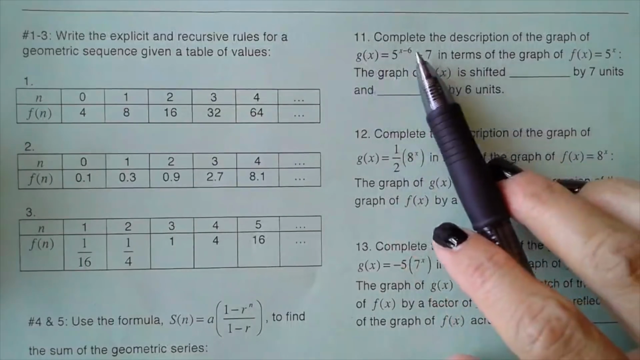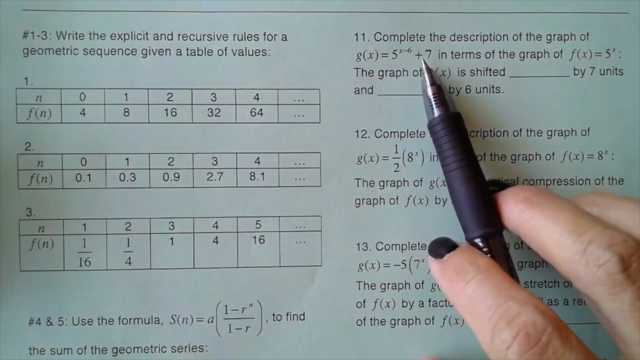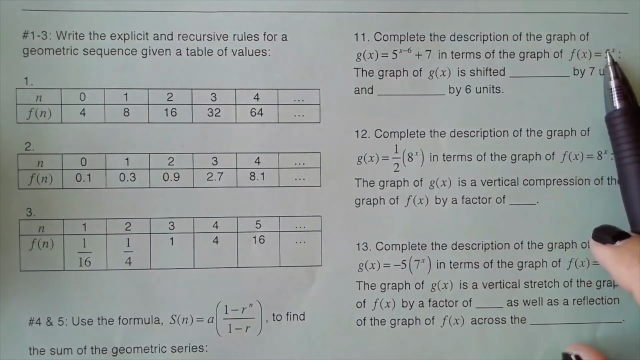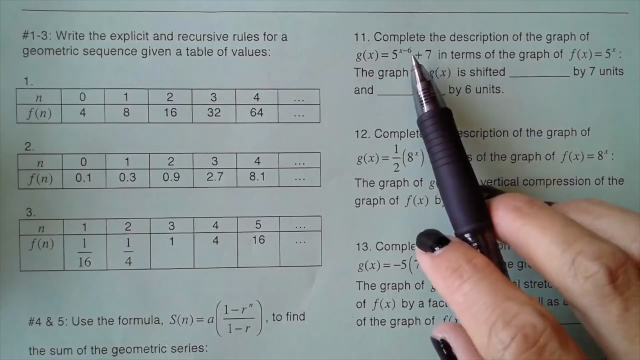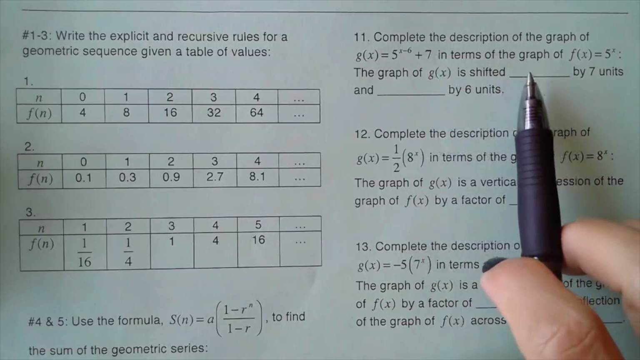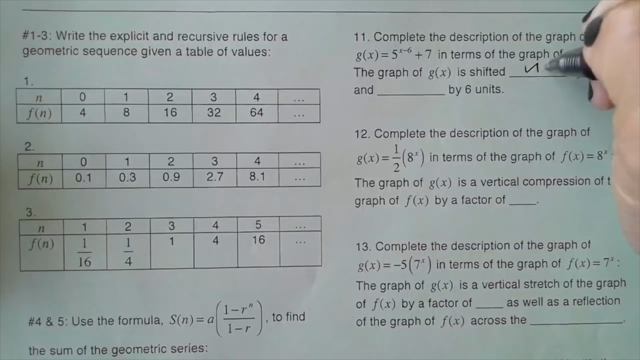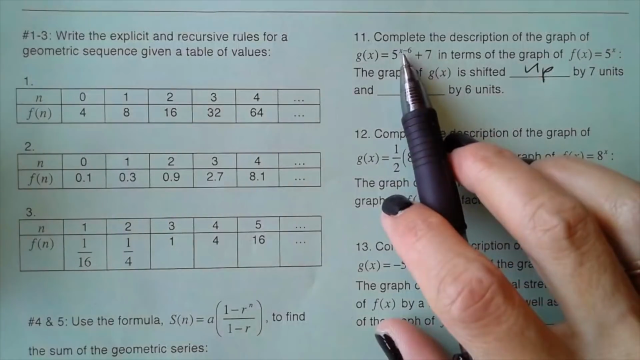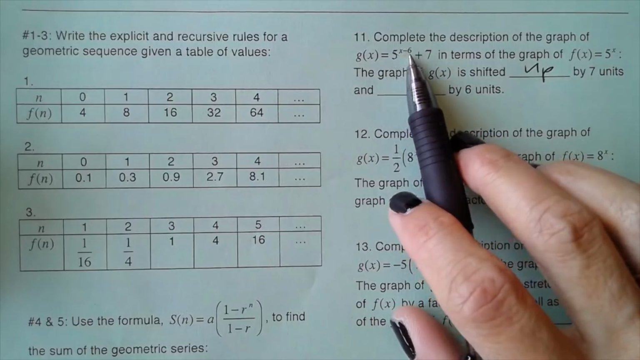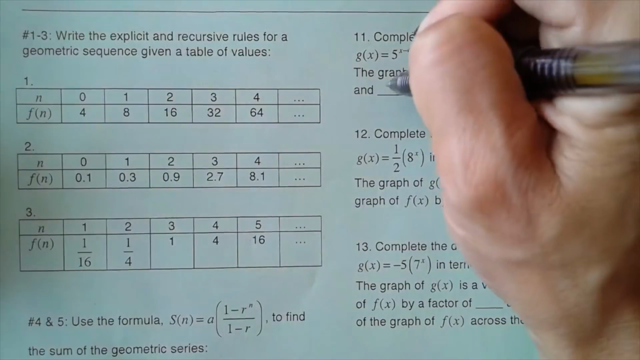For number 11, it says complete the description of the graph of g. G is 5 to the x minus 6 plus 7 in terms of the graph of f, which is just 5 to the x. So this is your parent graph. And we have g. It says the graph of g is shifted by 7 units. So since the number 7 is at the end, that's going to be up. And then with the x, you have x minus 6. So since that number is with the x, that's going to be a right or left shift, but it's minus 6. So we're going to go right by 6 units.